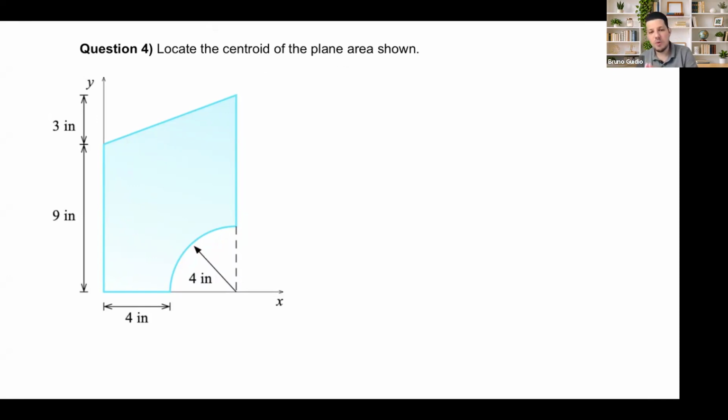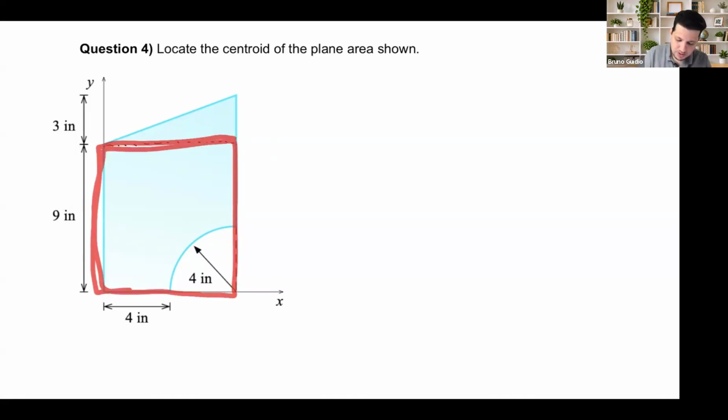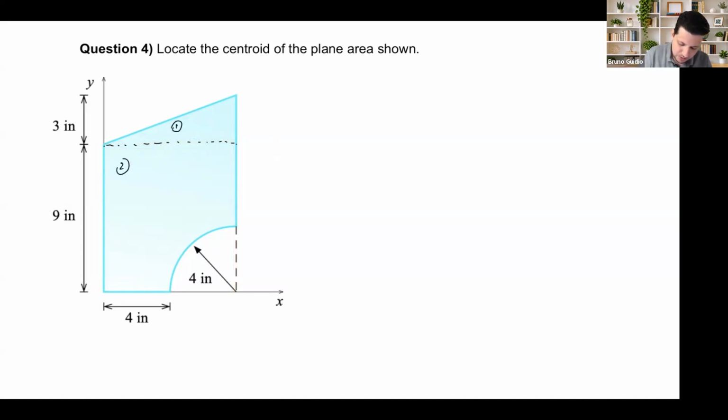Show me what is shape number 1, what is shape number 2, what is shape number 3, 4, 5, 6, 7. Okay? In this case, because I don't have the table, I'm going to copy my solution. I use 3 shapes. This triangle here, this full rectangle, which I will call shape number 2, and this is going to be my shape number 3, this quarter circle here.